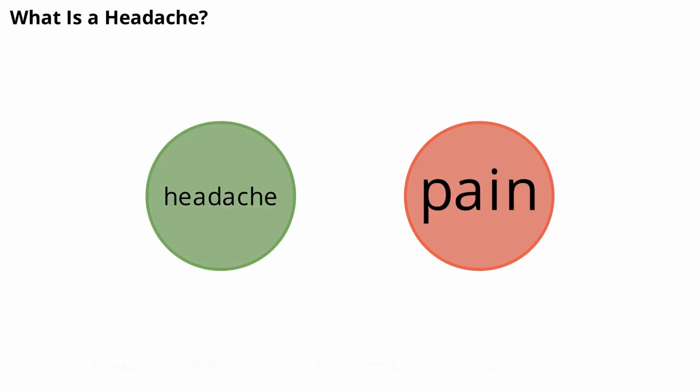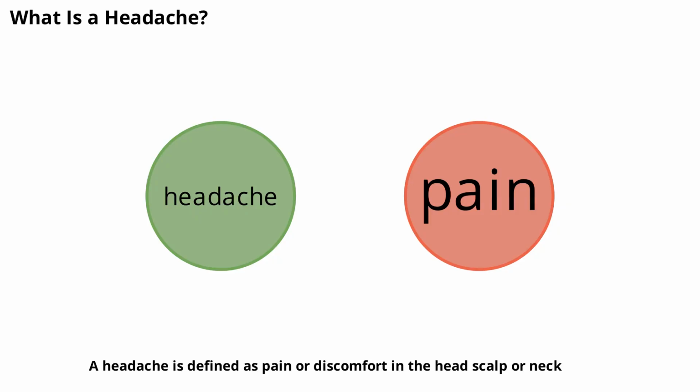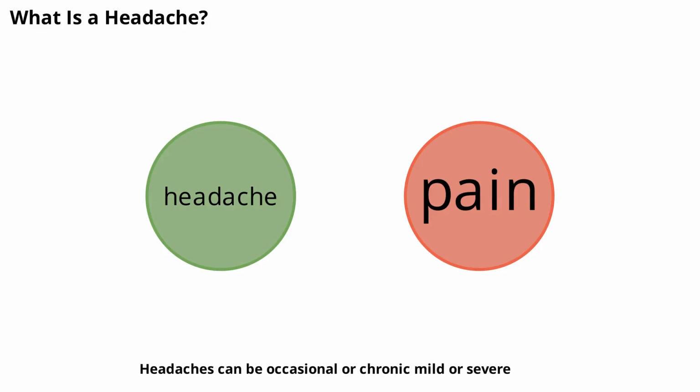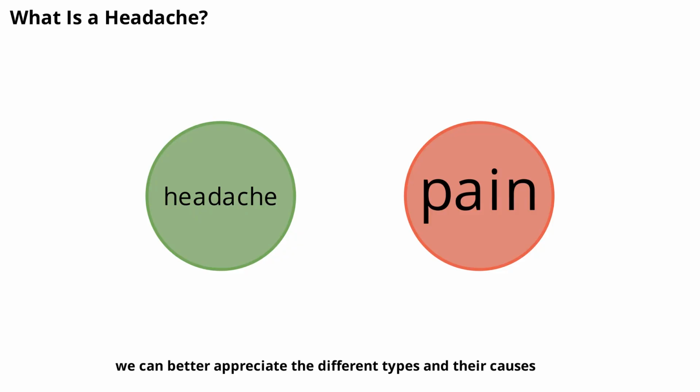A headache is defined as pain or discomfort in the head, scalp, or neck. It can range from a dull ache to a sharp, throbbing sensation. Headaches can be occasional or chronic, mild or severe. The pain is often a signal from your body that something isn't quite right, but the specific triggers can vary widely. By understanding the basics of what a headache is, we can better appreciate the different types and their causes.